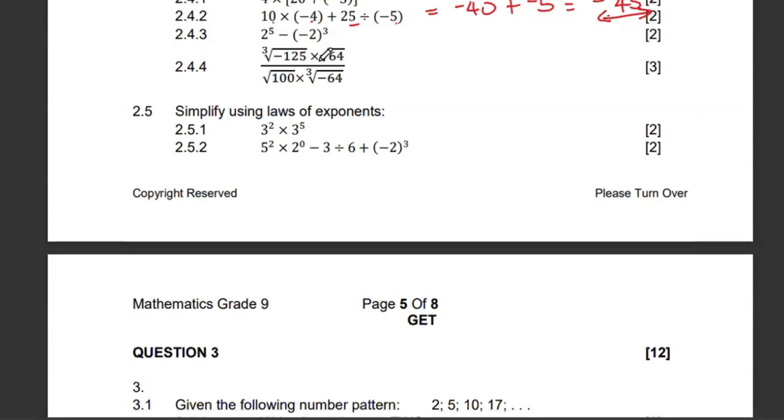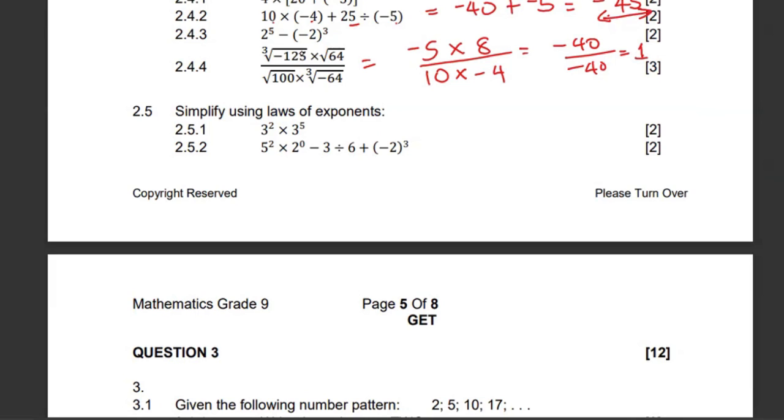All right, then 2.4.4. If we have the cube root of -125, that's going to be -5, times the square root of 64 is 8, over the square root of 100 is 10, times the cube root of -64, which is a -4. By the top, we're going to have a -40 over -40. Then we get 1 as our answer.